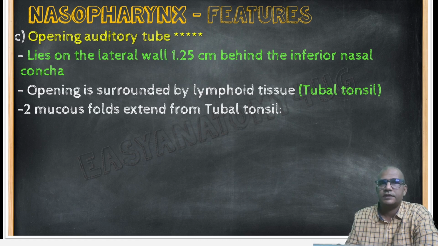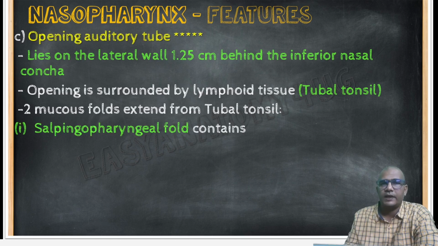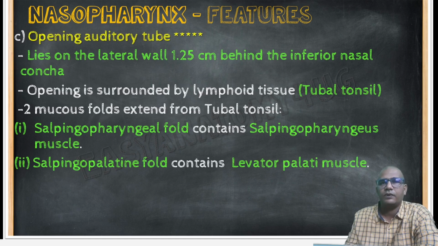One fold is running towards the palate and one fold is running towards the pharynx. These folds are called salpingopharyngeal fold, which consists of salpingopharyngeus muscle, and next is salpingopalatine fold, which consists of levator palati muscle. So here we have got two folds, salpingopharyngeal fold with the muscle that is similar to the name of the fold, but salpingopalatine is different, so you have to remember it particularly. Salpingopalatine fold is raised by levator palati muscle.